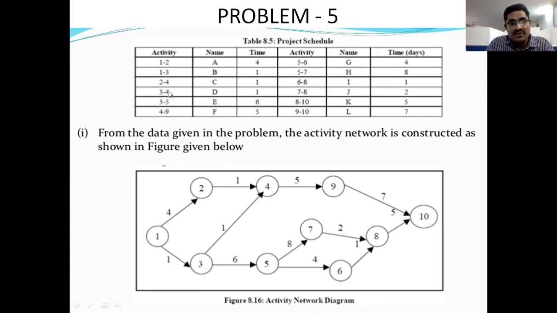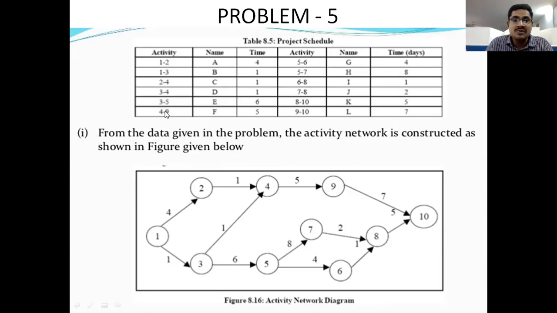Next, after completion of 3 to 4, we need to draw 3 to 5 activity. Here we already have node 3, so we just draw node 5 and connect the two by using the arrow key. In this 3 to 5 activity, we need 6 hours of time, so just put the 6 hours on the arrow. So 3 to 5 activity has 6 hours.